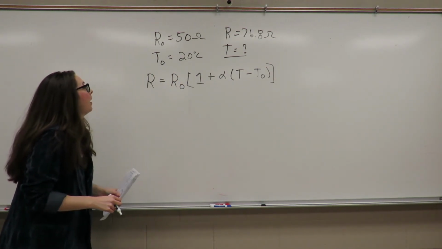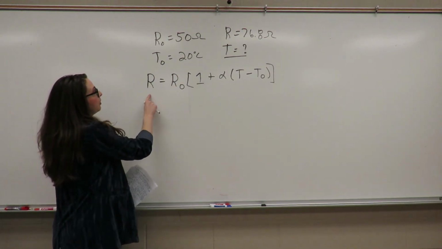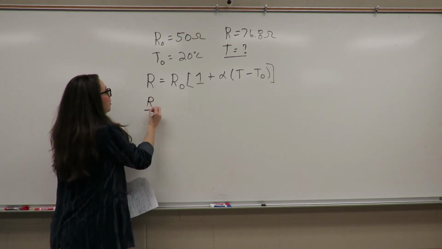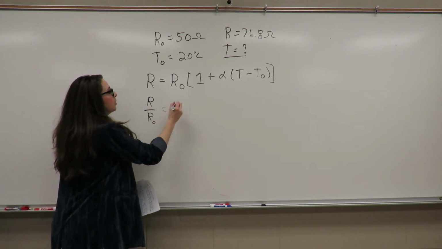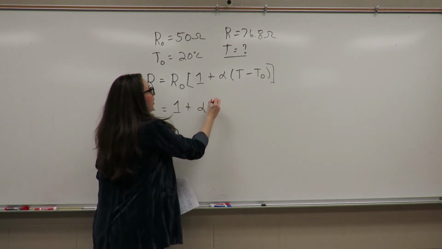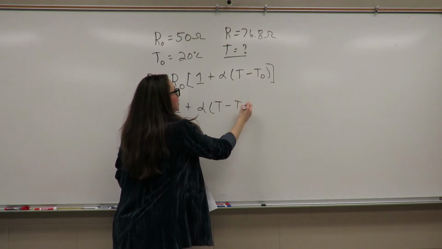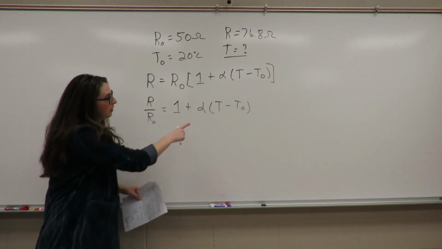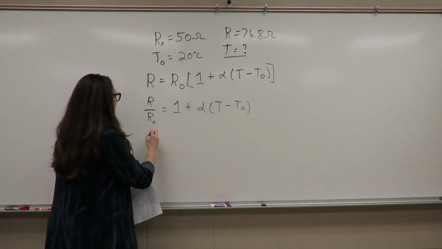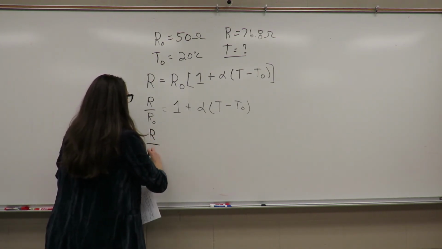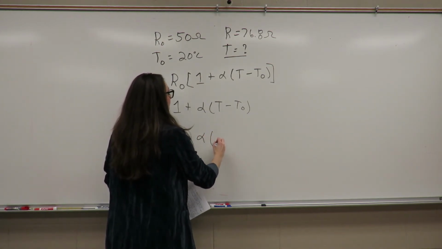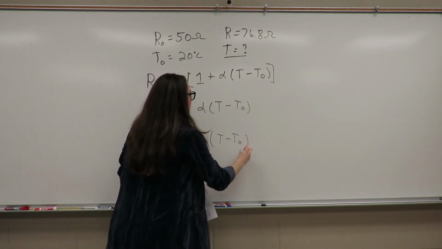And so the first thing I'm going to do is divide both sides by R0. So R over R0 is equal to 1 plus alpha times T minus T0. Okay, and then I subtract 1 from the right-hand side, so then I have R over R0 minus 1 is equal to alpha times T minus T0.